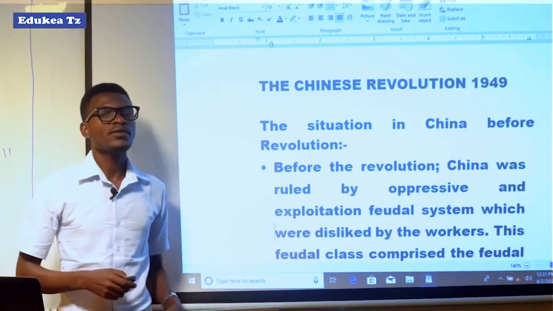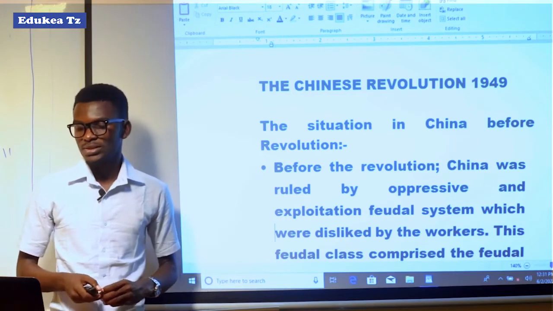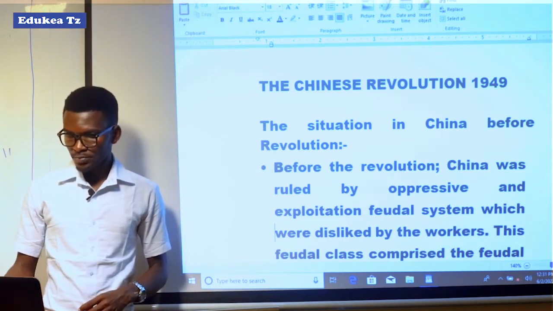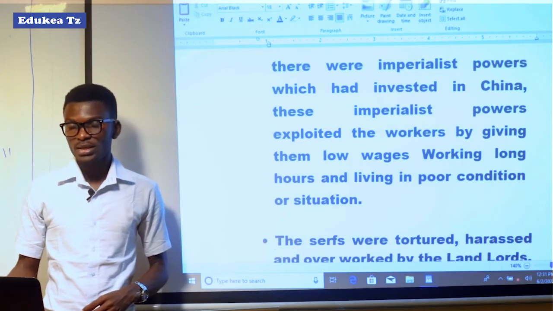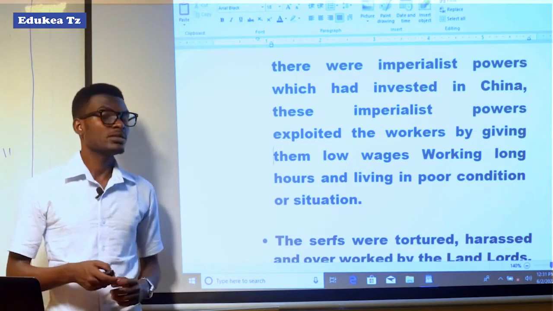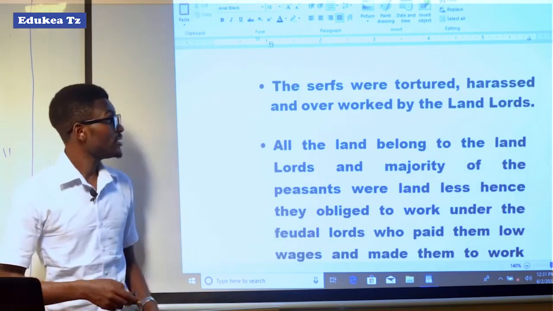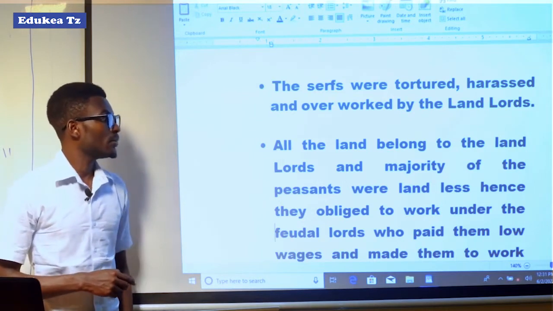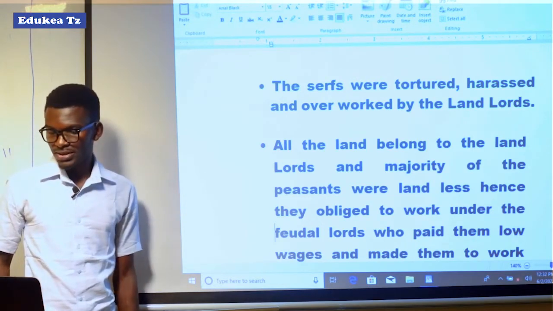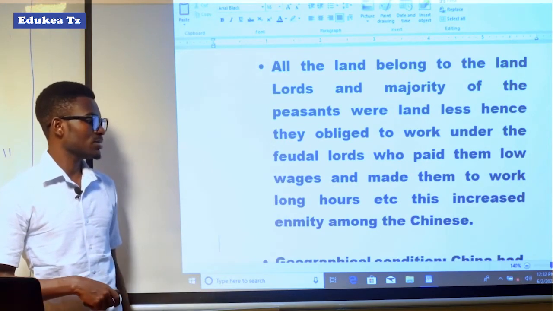Yes, after looking at the effects of the collapse of the USSR, I would like to jump to another subtopic, which is the Chinese Revolution of 1949. As we are proceeding with the Chinese Revolution, we have seen the situation in China before the revolution. As I've said, all the land belonged to the landlords, and the majority of the peasants were landless, hence they were obliged to work under the feudal lords, who paid them low wages and made them work long hours, and so on. This increased the enmity among the Chinese.